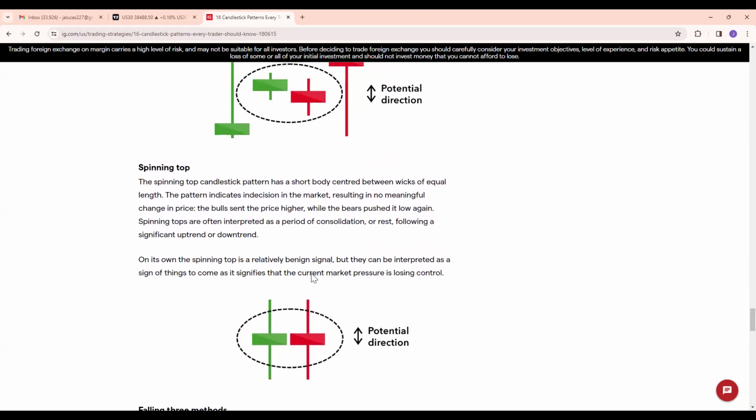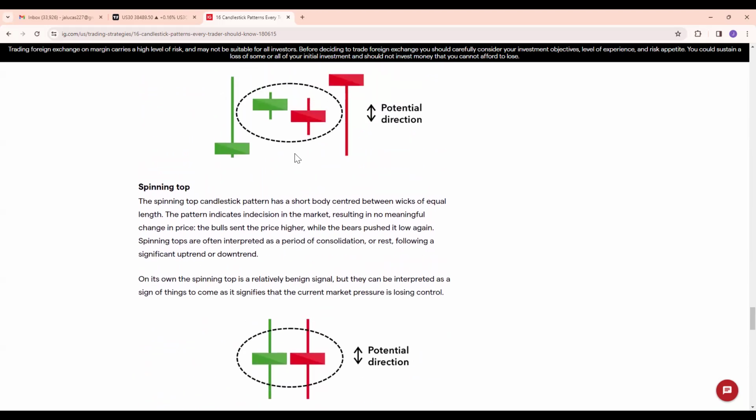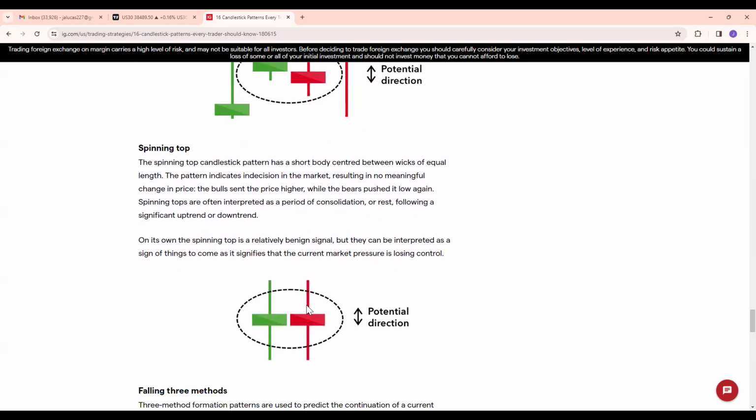So spinning top is pretty much the same thing as what we were talking about here. So no decision here. So let's see what it says. A spinning top candlestick pattern has a short body centered between wicks of equal length. The pattern indicates strong indecision in the market, resulting in no meaningful change in price. The bulls sent the price higher while the bears pushed it low again.